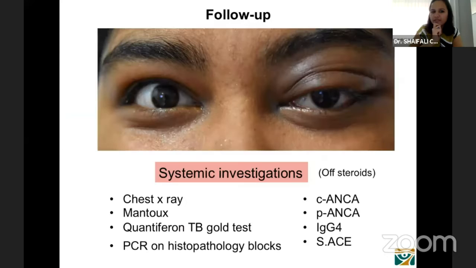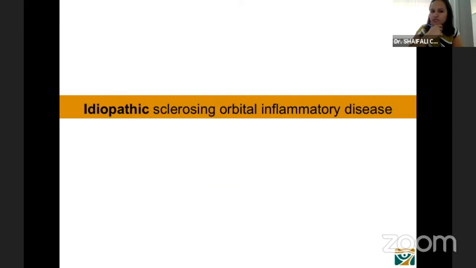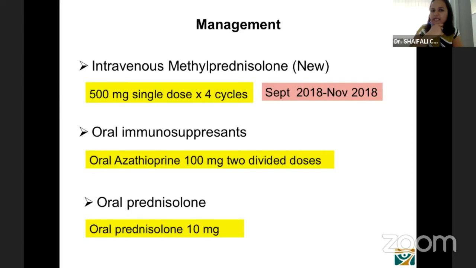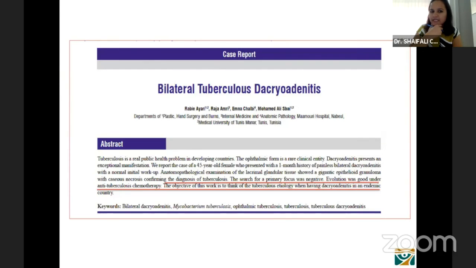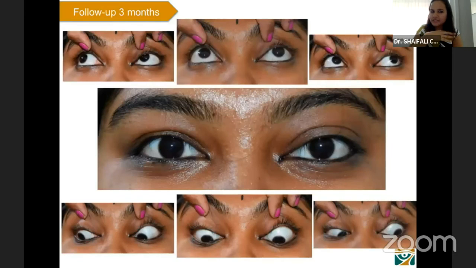Yeah, so we went ahead with a full systemic investigation for her. Everything was ruled out. So here we were dealing with idiopathic sclerosing orbital inflammatory disease, and she received 4 more cycles of IV methylprednisolone. And India being an endemic country, after a board review, in fact, we went ahead with ATT also for 12 months. And as you can see, she did really well after that.